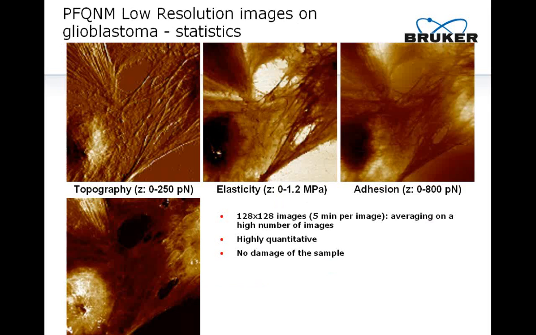But the main goal in this type of experiment, of course, is to make statistics out of the AFM data. So in other words, make as many images as possible. So for this we need to generate fast AFM data. So on this slide are shown low resolution images of glioblastoma, 128 pixels per line and the same number of lines, which can be taken in approximately 5 to 6 minutes by using adaptive scan.